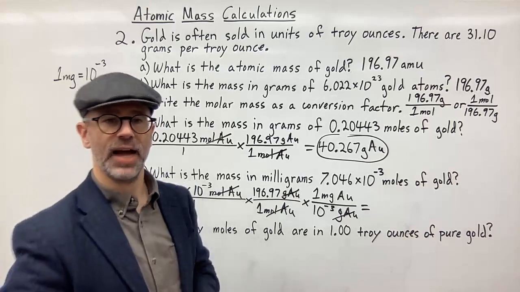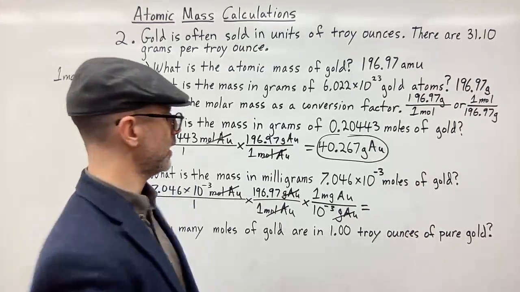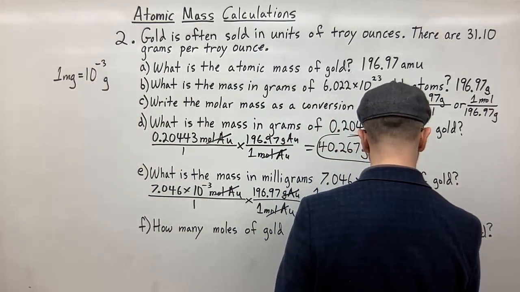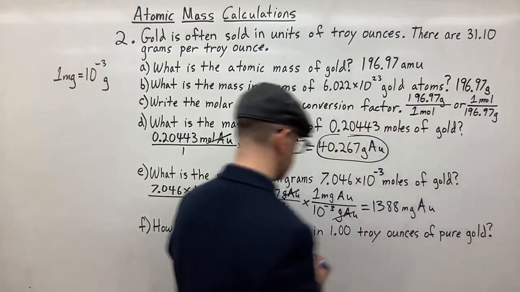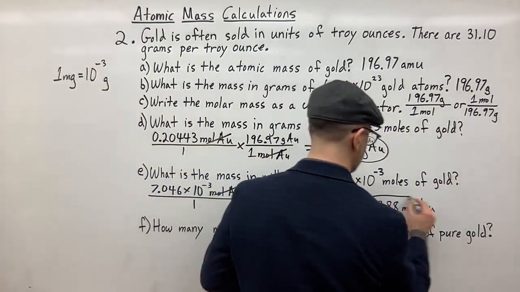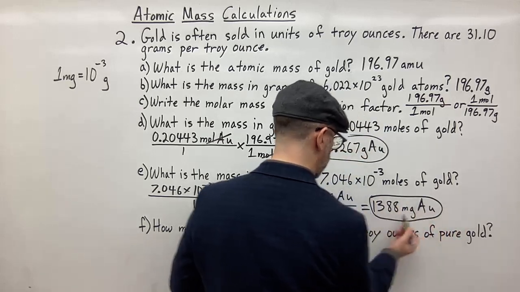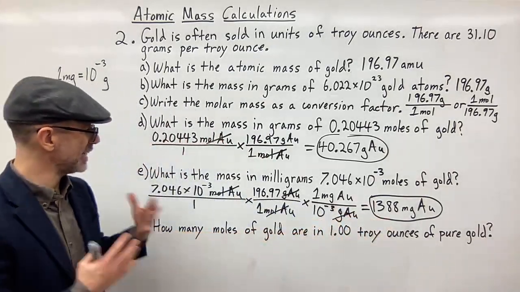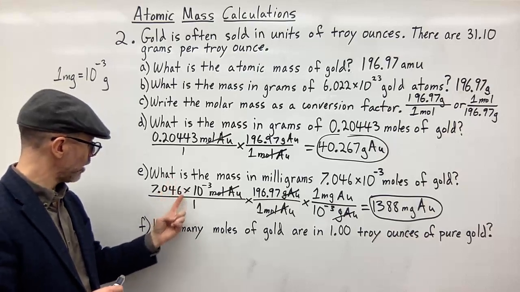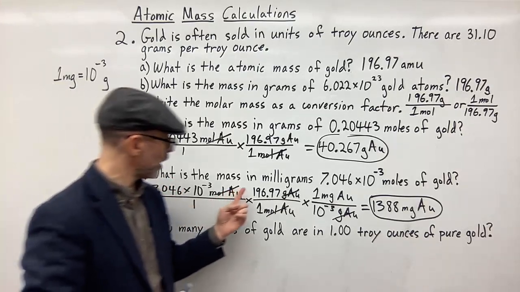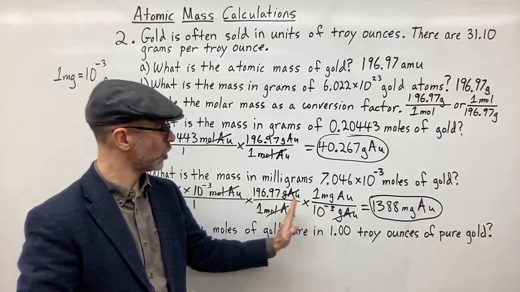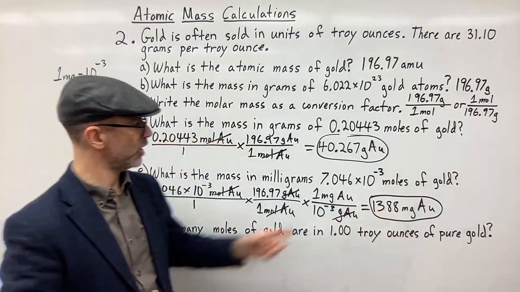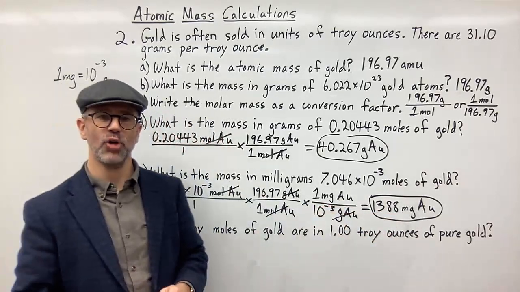And when I do that, I get 1388 milligrams of gold. And so again, you can see that my significant figures are 4. My answer should have the same number of sig figs as the least number of sig figs when I'm multiplying and dividing. Here I have 4 sig figs. Here I have 5. This is exact, so we can ignore that. So the least number is 4. So I should have 4 sig figs rounded to the next unit, 1388 milligrams of gold.